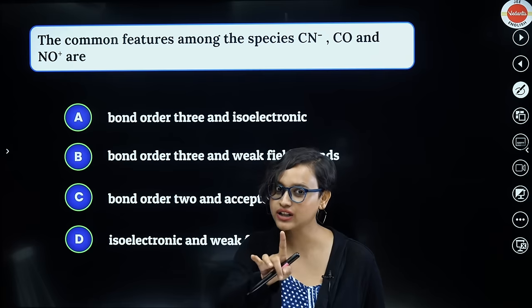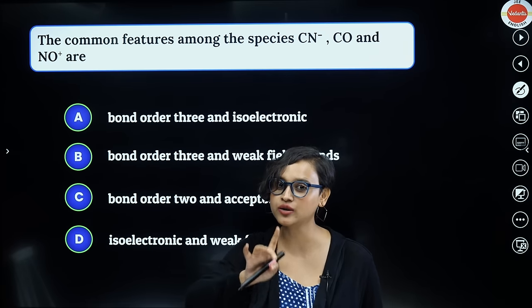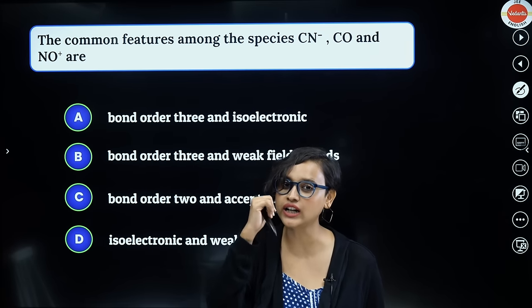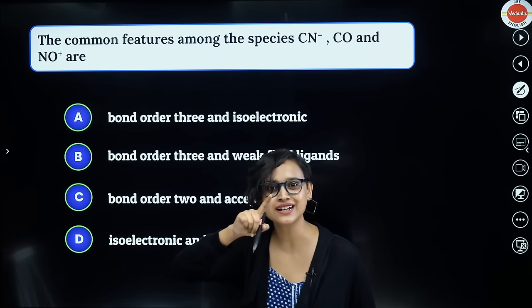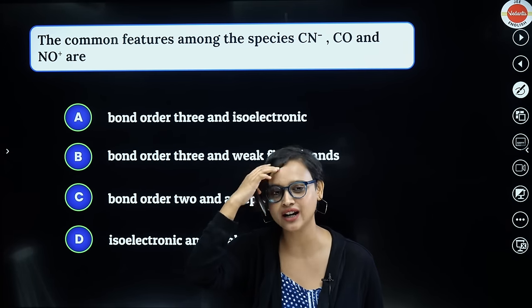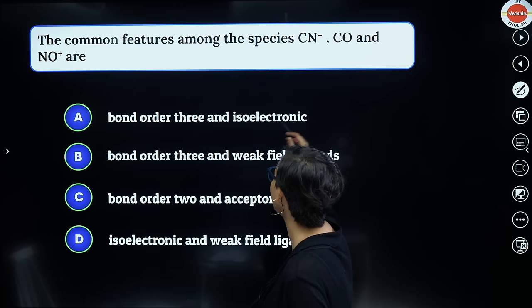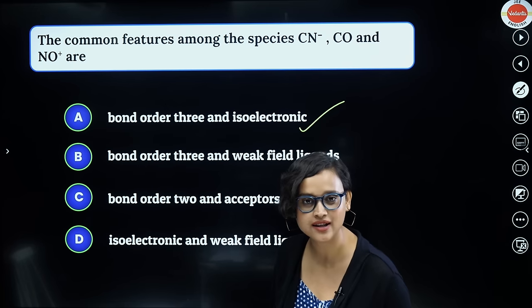NO plus. Nitrogen is 7, oxygen is 8. How much is it going to be? 8 plus 7 is 15, but it is plus, so less one, 14 again, guys. Right? 7 plus 7 is 14. Again, bond order is 3. And these are isoelectronic. Makes sense or nonsense?